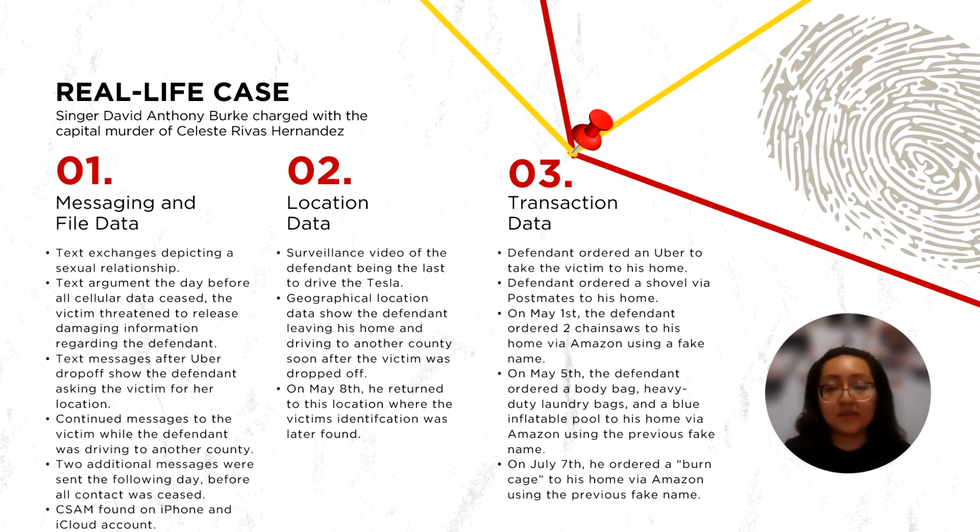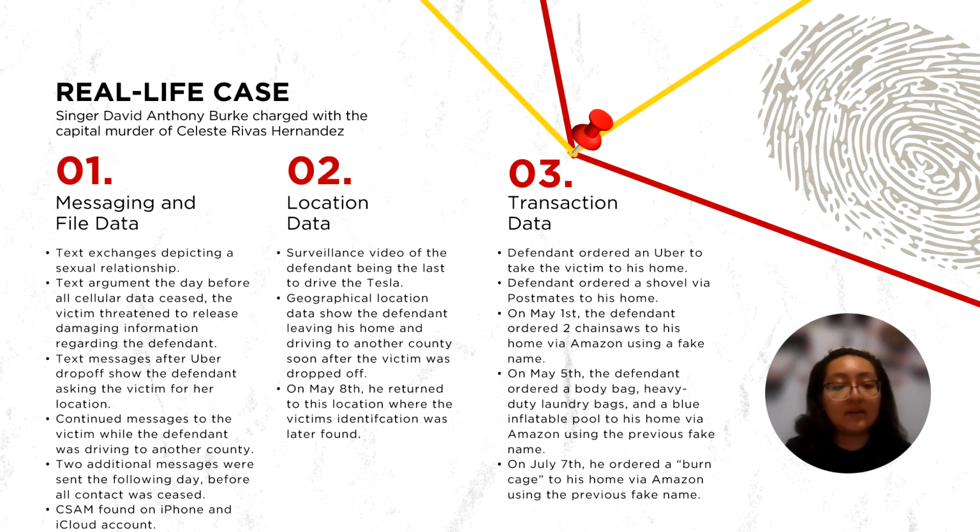So I separated the evidence for the case into three main categories, which includes messaging and file data, location data, and transaction data. To start with the first category, we have text exchanges between the victim and the defendant, which show a sexual relationship between the two. We also have a text argument the day before all of the victim's cellular data ceased. In this argument, the victim threatened to release damaging information regarding the defendant right before his tour.